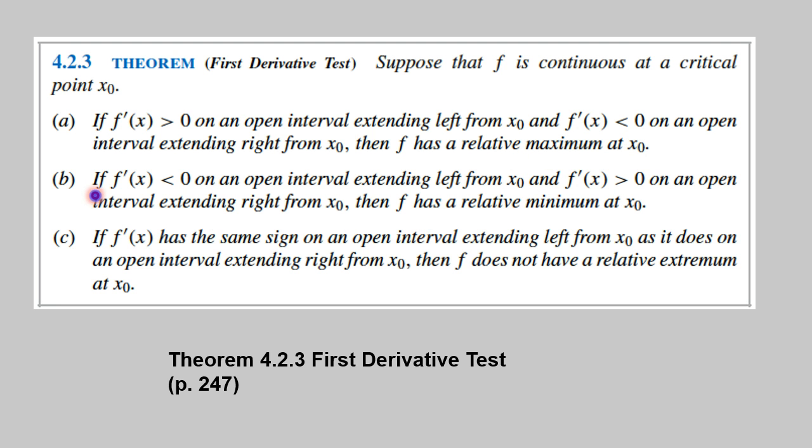If it goes from the first derivative to the left being negative to positive, that means you're going from decreasing to increasing. You must have a relative minimum. If the sign doesn't change for the first derivative, the last conclusion is that you do not have a relative min or a relative max at that point.